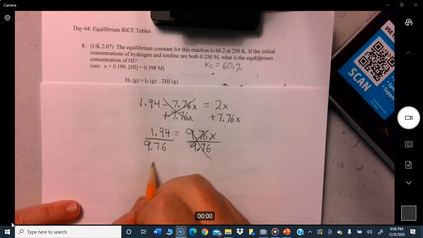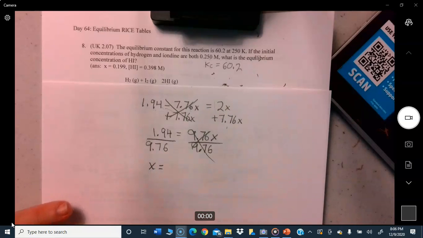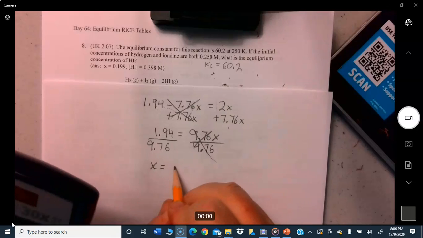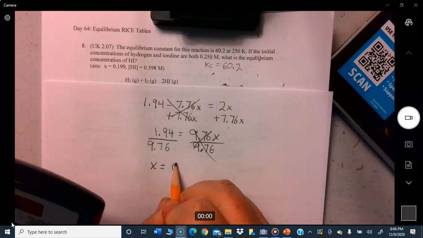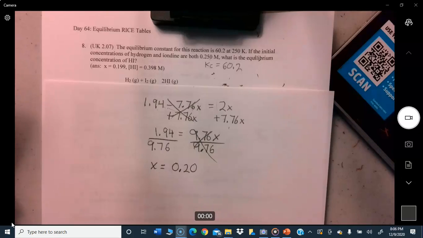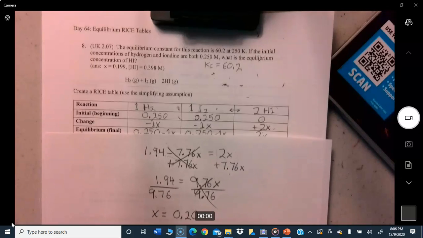So that means x is going to equal, I'll put the x over on the left, and you're going to divide 1.94 by 9.76. Boom. And I get 0.198. And I'm tempted to call that just 0.199. I'm going to call it 0.2. I'm going to take a chance and say that we can round it to that. Okay. All right. So that's the value of x.